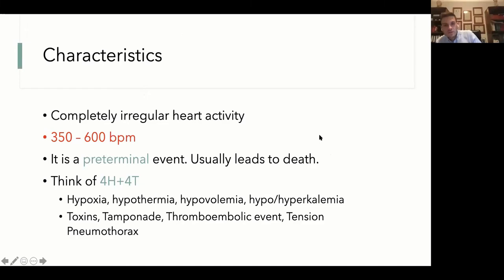And it's also very good to think about the reversible causes that may cause this event to happen. We think of the 4Hs and the 4Ts. It's very important for 5th and 6th year students. Hypoxia, hypothermia, hypovolemia, and metabolic disturbances such as hyperkalemia, they all cause ventricular fibrillation, same as toxins, drugs such as digitalis, tamponade, thromboembolic events, or tension pneumothorax, they all cause ventricular fibrillation.